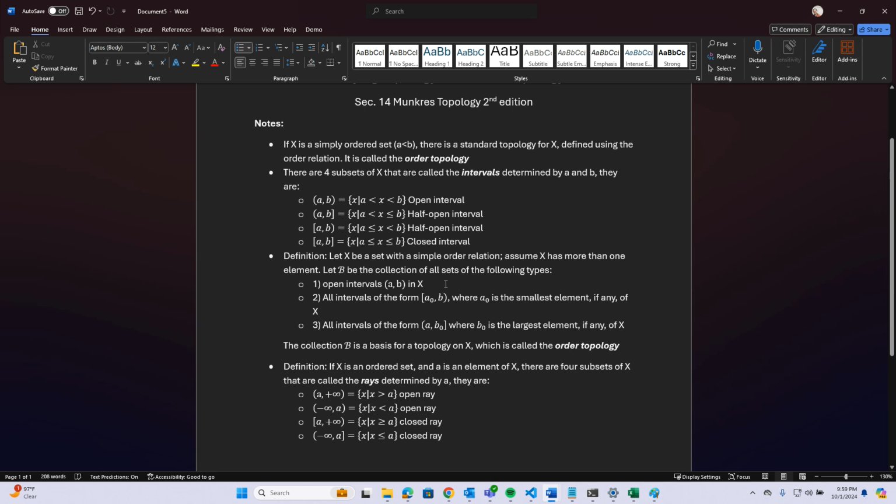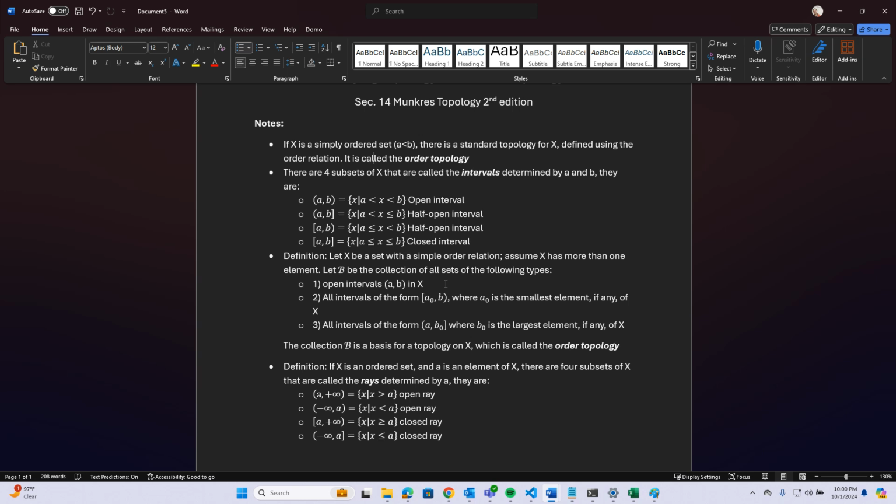We need to have all intervals of the form half open interval [a_0, b), where a_0 is included and b is excluded, where a_0 is the smallest element, if any, of X. That's if we just happen to have a smallest element. There doesn't have to be a smallest element. And it's the same for the third point below. All intervals of the form (a, b_0], where b_0 is included and a is excluded, where b_0 is the largest element, if any, of X.